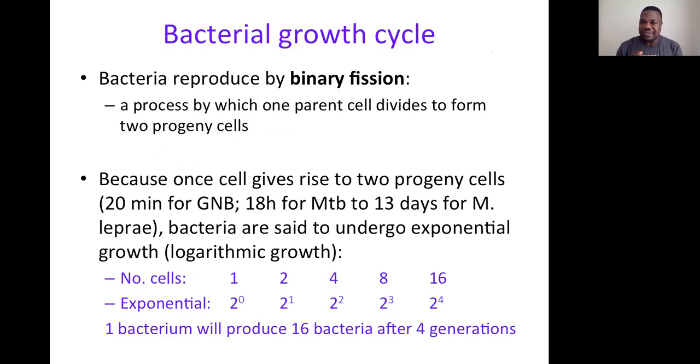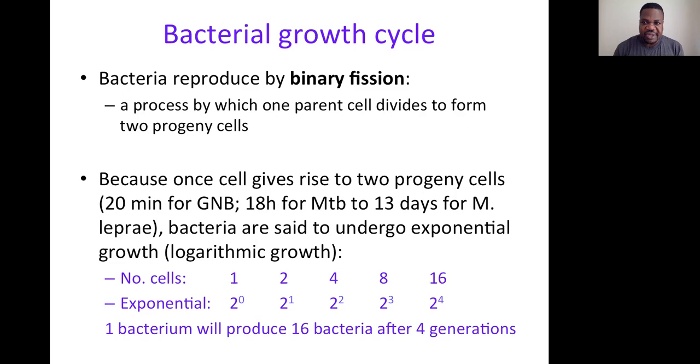So what is the bacterial growth cycle? Bacteria reproduce by what we call binary fission. Binary fission is simply the process by which one parent cell divides to form two progeny cells. Because one cell gives rise to two progeny cells, the bacteria are said to undergo what we call exponential growth or logarithmic growth.